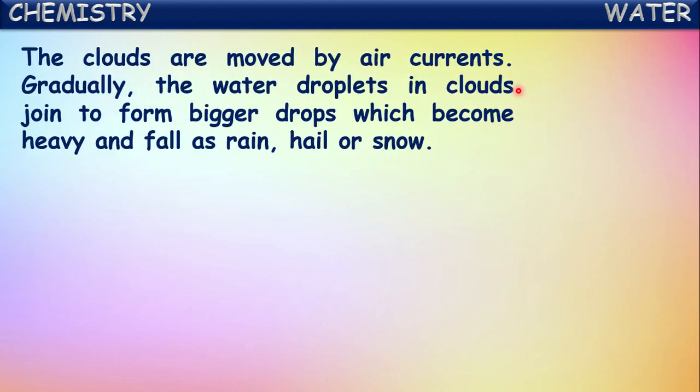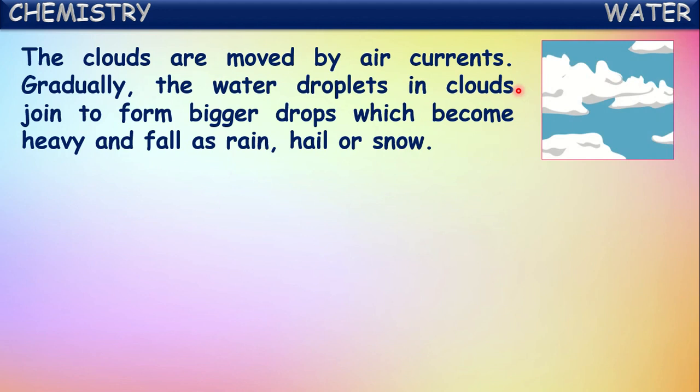Now these clouds are moved by air currents. Gradually, the water droplets in the clouds slowly join one another to form bigger drops, which become heavy and fall as rain or hail or snow. In different forms, these droplets of water come down to the earth's surface. Majorly they come in the form of rain. When it is suddenly cooled to very low temperatures, that may form hailstones or snow also.